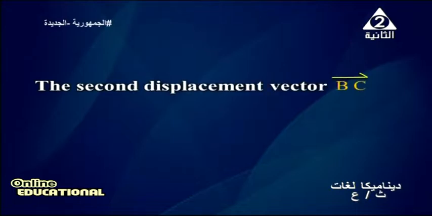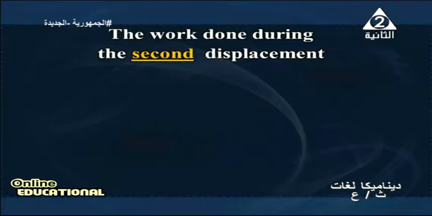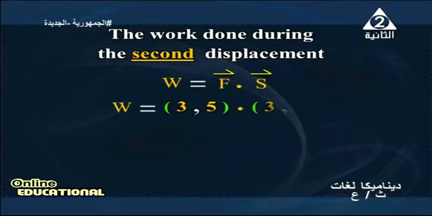Now, what about the second displacement vector BC? Vector BC equals vector C minus vector B, which equals (8, negative 2) minus (5, 3). Then the vector BC equals (3, negative 5). Then the work done during the second displacement BC is W equals vector F dot vector S. W equals (3, 5) dot (3, negative 5).